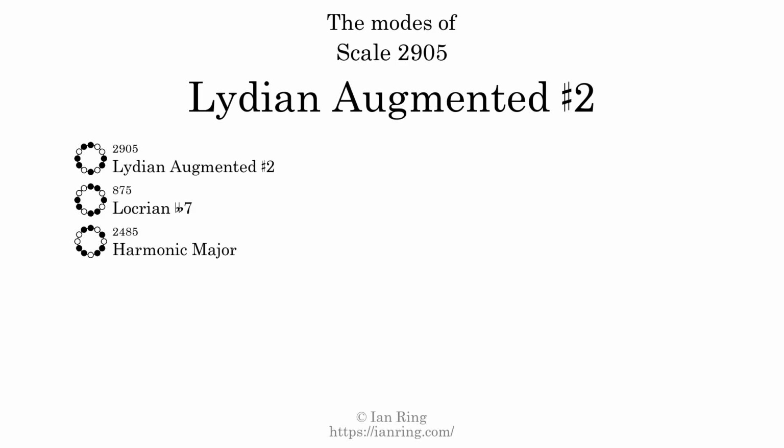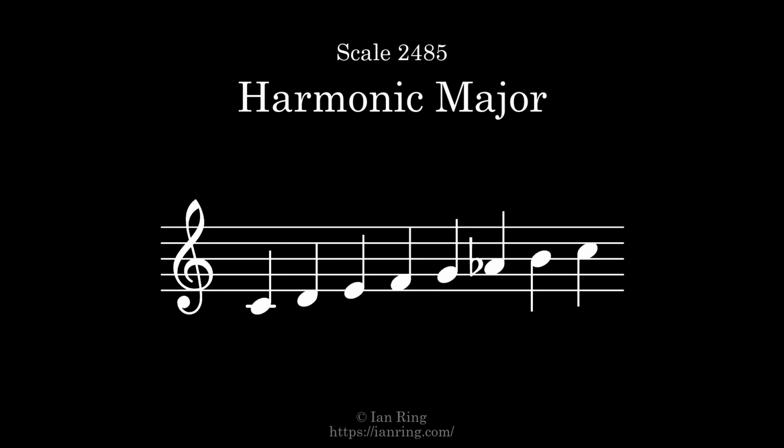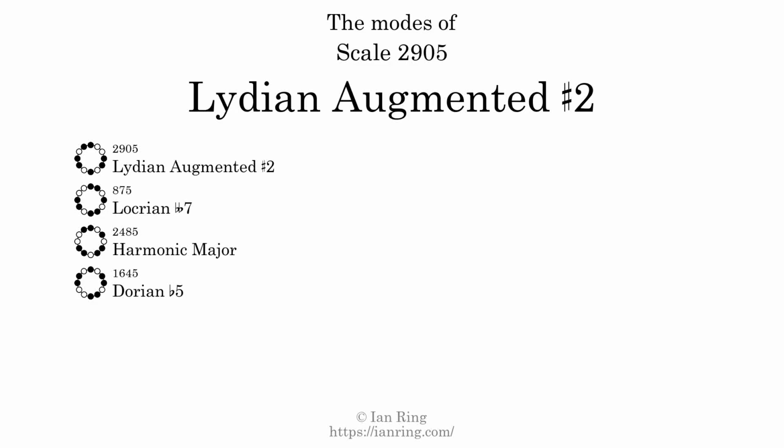The third mode is scale 2485, also known as harmonic major. It sounds like this. The fourth mode is scale 1645, also known as Dorian flat 5. It sounds like this.